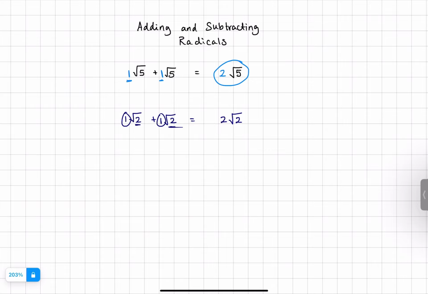So going on to our third example, 4 root 3 plus 7 root 3. Well, we can add these numbers because the numbers inside the radicals are the exact same. So 3 is the same as 3, so we can put 3 on the outside. And we can add these numbers. So we add the numbers outside: 4 plus 7 is 11. So the answer would be 11 root 3.